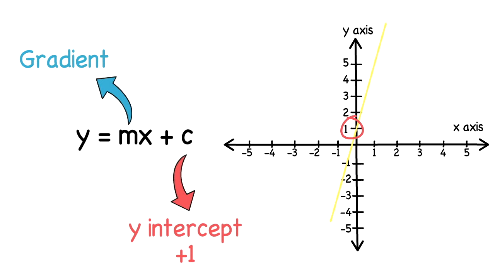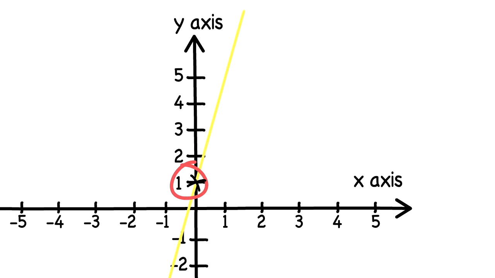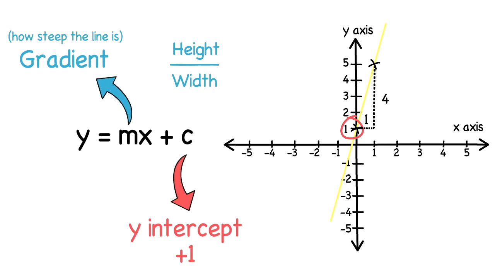Then to find the gradient, which remember means how steep the line is, we need to do a quick calculation. To find out how steep something is, we need to do the height divided by the width. You can get the height and width by marking any 2 points on your line and joining them up into a triangle. Then all you have to do is divide the height of that triangle by the width of the triangle. It doesn't matter which 2 points on the line you choose, because when you divide the height by the width of whatever triangle you've made, you will always get the same answer. 4 divided by 1 is 4, so in this case, M is 4 and C is plus 1.